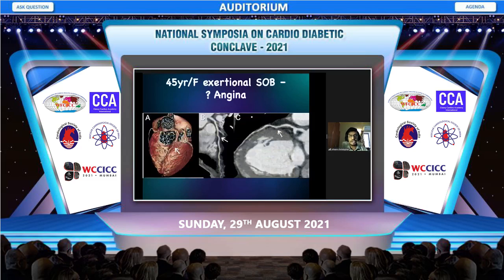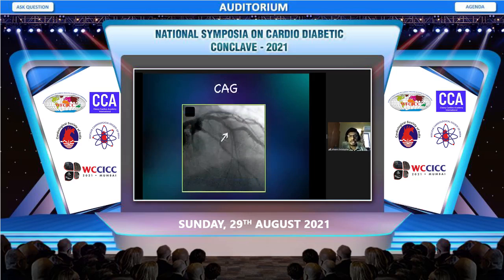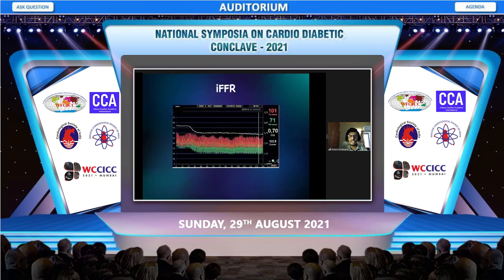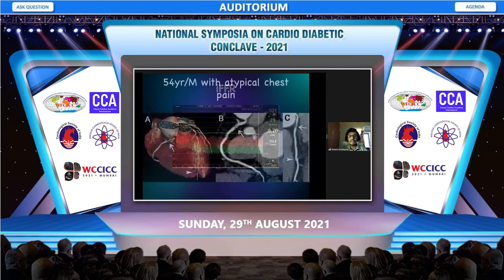This is a 45-year-old female with exertional shortness of breath who wanted a non-invasive study, and you can clearly see with the arrows a borderline lesion in the LAD. Of course, as is normal, the patient underwent an angiogram, and the angiogram again shows a borderline mid-LAD lesion. The conventional wisdom is to do an IFR, and you got a number of 0.70, which is hemodynamically significant, and the patient underwent PCI to the LAD.